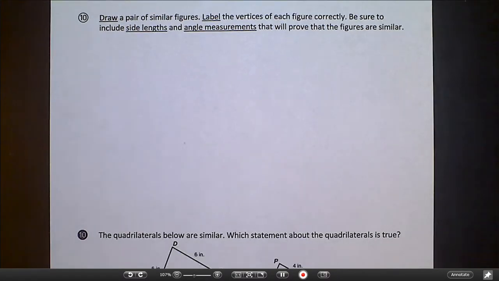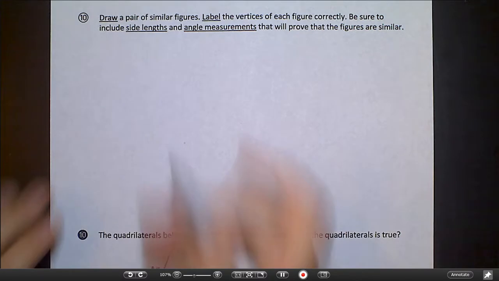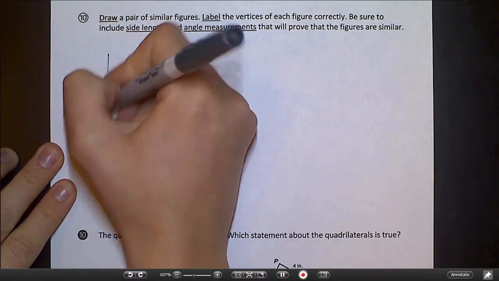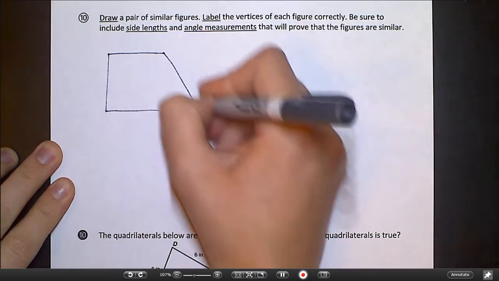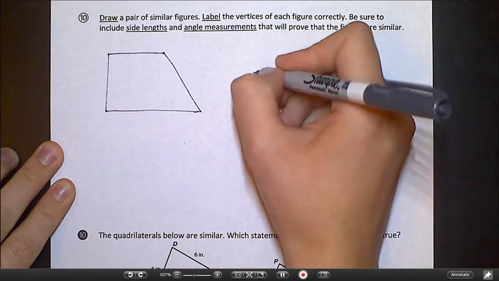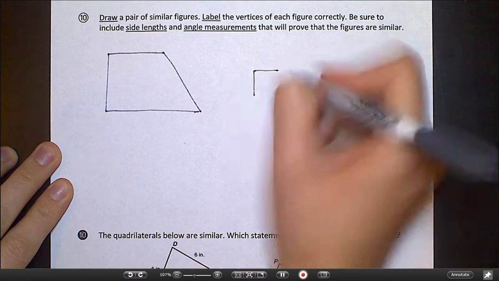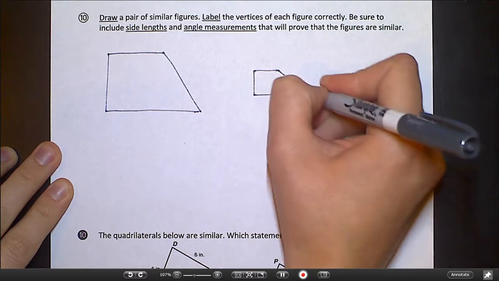Number 10 says, draw a pair of similar figures, label the vertices of each figure correctly, and be sure to include side lengths and angle measurements that will prove that the figures are similar. So there's several things we need to do here. We're going to draw 2 figures that are similar. So I'm going to do a trapezoid. And I'm going to do a smaller trapezoid that is similar.